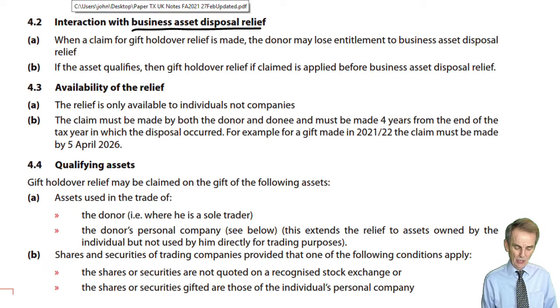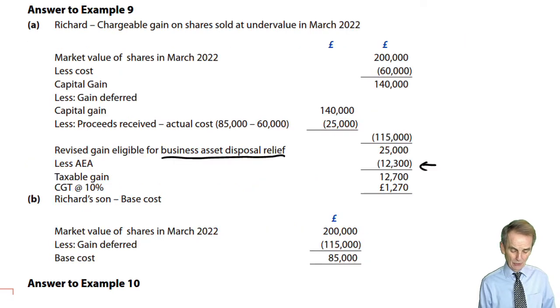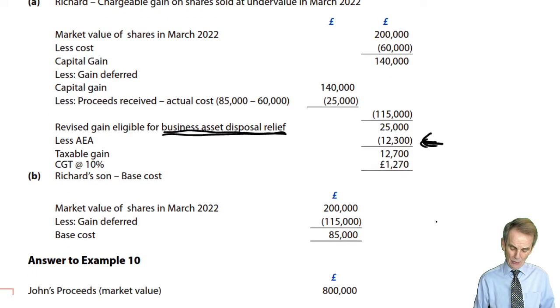Now, in terms of your study notes, section 4.2 is where we bring in the term of business asset disposal relief and see the interaction between gift relief and business asset disposal relief. But in the lectures, of course, that is going to refer to ER, or entrepreneur's relief, as it was. In terms of our examples, we're going to see references that will be eligible still post-gift relief, but eligible for business asset disposal relief, and then the deduction of what is now an AEA of 12,300, but as I've just said, was back in the 1920 tax year, that was £12,000.